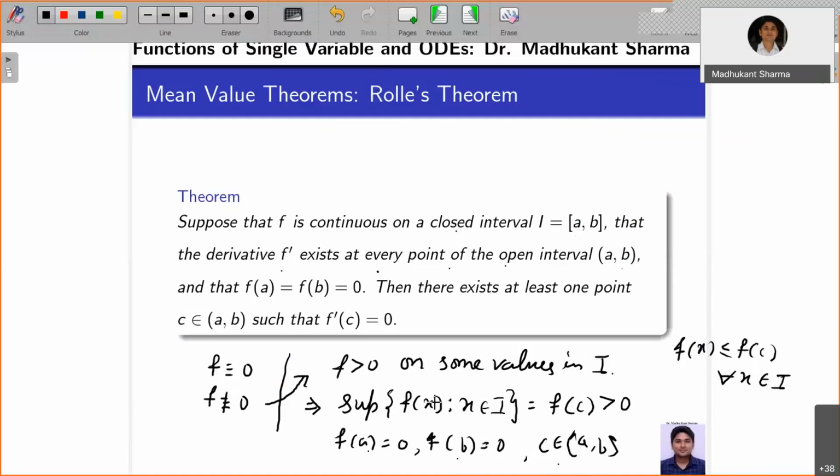Moreover, since the supremum is always an absolute maximum, f of x is less than or equal to f of c for all x in I. So c is a relative maximum, and c is an interior point of AB, and f dash exists at c, so then f dash of c must be 0. So this proves Rolle's theorem.